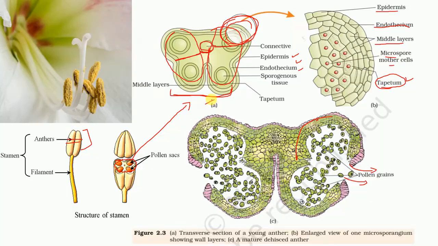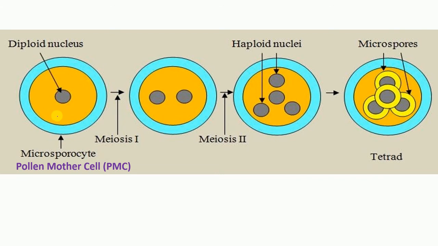Now microsporogenesis. We can say there is the microspore mother cell, or sporogenous tissue. So there will be sporogenous tissue, and actually it will have microspore mother cells. This microspore mother cell will be divided meiotically. There will be meiosis 1, and for example, this microspore mother cell, we can say pollen mother cell, is diploid, meaning 2n. And because it is divided by meiosis, there will be a reduction division. So there will be n, and after meiosis 2 we will have 4n. So this process is known as microsporogenesis.